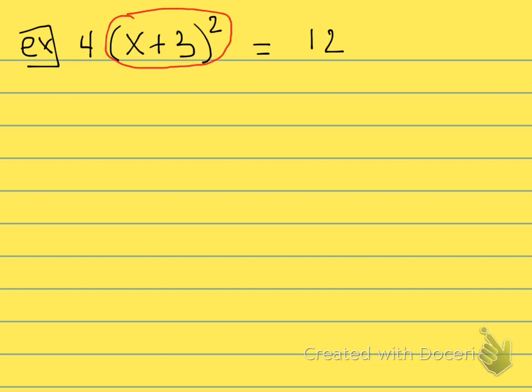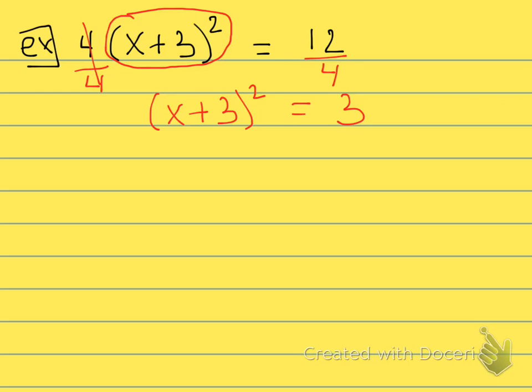Example number 2: 4 parentheses, x plus 3, parentheses squared, equals 12. My first step, again, is to get the squared part alone, which is the x plus 3 squared. So I have to get rid of the 4. This time the 4 is multiplying with the x plus 3 squared, so I'm going to divide the 4 to both sides so that I get x plus 3 squared equals 3.